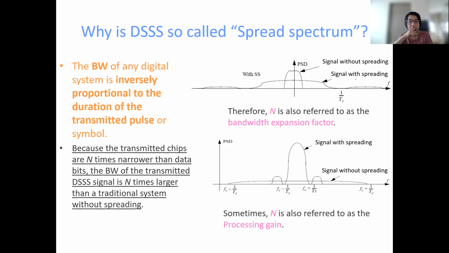So why is the bandwidth of the chip wider than the bandwidth of the original signal? Let's take a look here. This is a basic concept. The bandwidth of any digital system is inversely proportional to the duration of the transmitted pulse or the symbol. Bandwidth is a frequency, right? I can say that bandwidth is inversely proportional to what? To the duration, meaning the time duration of the transmitted pulse.